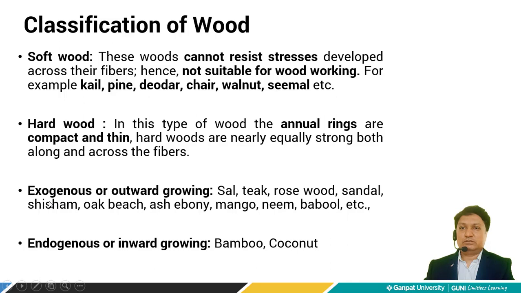Next is the exogenous or outward growing trees. Examples are sal, teak, rosewood, sandalwood, oak, beech, ash, ebony, mango, neem, babul, etc. The last is the endogenous or inward growing trees like bamboo and coconut.